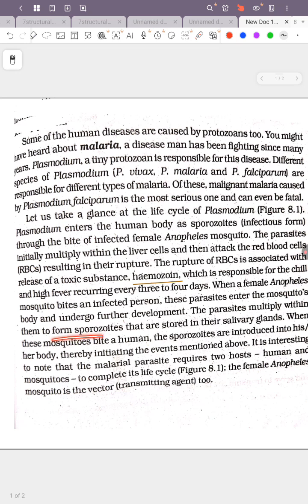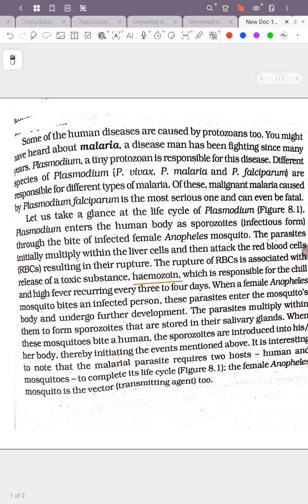The sporozoites that are stored in the salivary gland of the mosquito are introduced into the human body when the mosquito bites again, thereby starting the same stages, the same events that we have discussed before. That means it will enter the human body, multiply within the liver cell, then attack the RBC, and rupture of the RBC releases hemozoin, and malaria fever and chill occur in the patient. So again the same thing occurs.